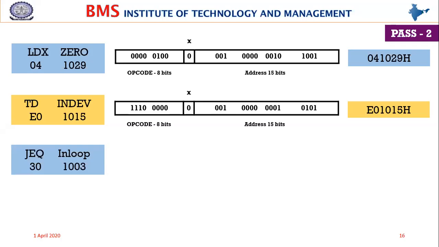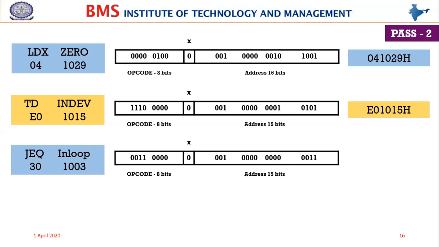The next instruction is JEQ. The opcode of JEQ is 30, and INLOOP is the label where you are supposed to jump, and it is backwards. You are going back. INLOOP is at the location 1003, because we started assembling the program using the address 1000. So the second instruction itself, TD, has the label INLOOP, so the address is 1003. How does the assembling happen?